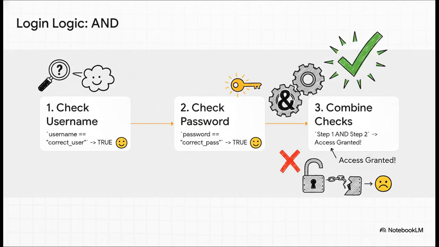This is where logical operators come in. The computer checks the first part. Is the username correct? Let's say, yes, that's true. Then it checks the second part. Is the password correct? Okay, that's also true. Only because the first part and the second part are both true does it grant you access. If even one of those was false, it'd be access denied.